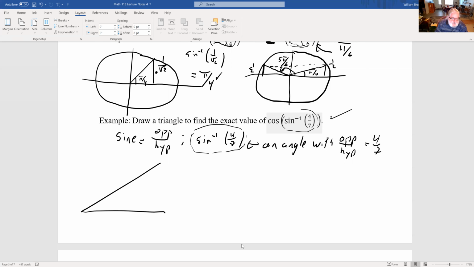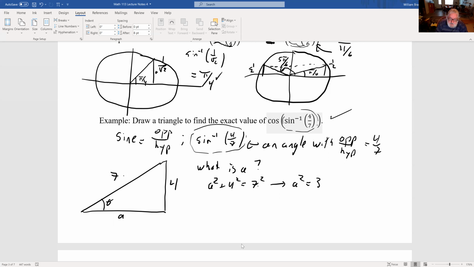So we draw a triangle. This is my angle theta. This is 4 over 7. So here's an angle whose sine is 4 over 7. We'll call this A. First off, what is A? Well, A squared plus 4 squared equals 7 squared, which is the same thing as A squared equals 49 minus 16, which is 33. And so A equals square root of 33.